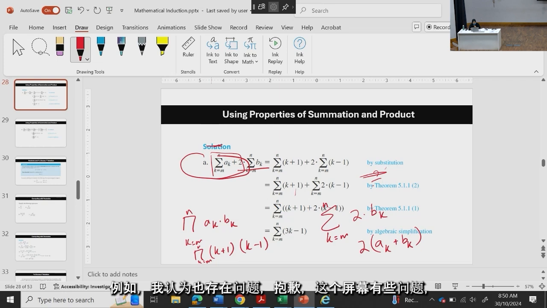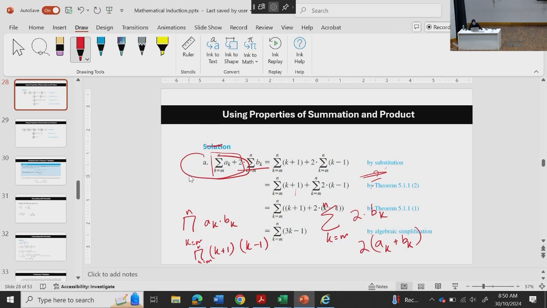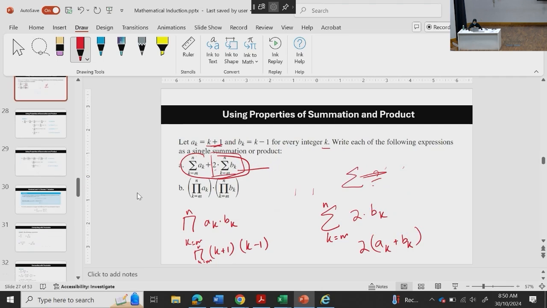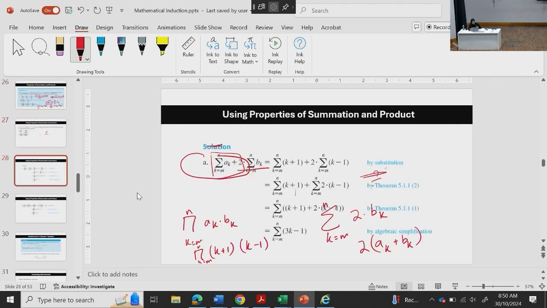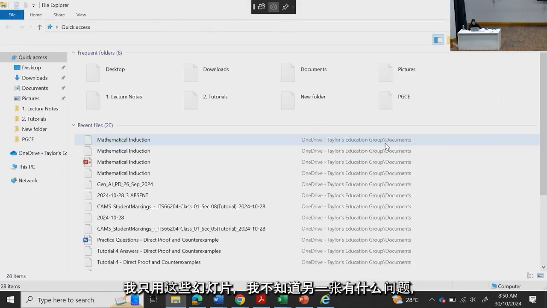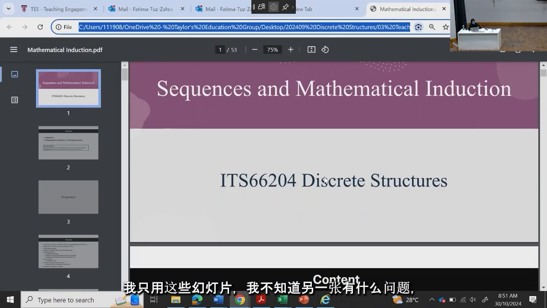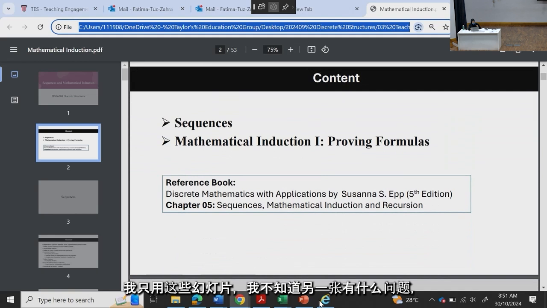What happened? Sorry, there is some issue with this screen. I don't know what's the problem. I'll just use these slides. I don't know what's the problem with the other one.